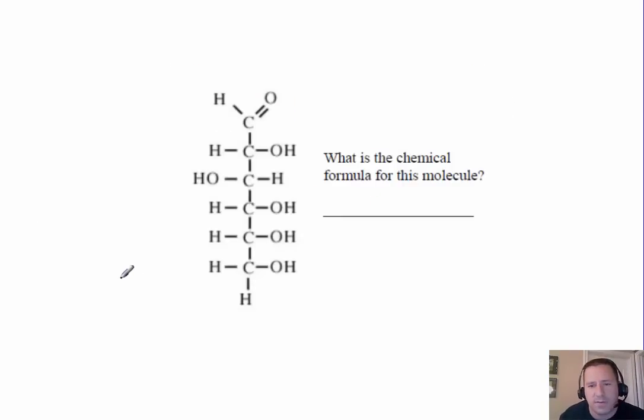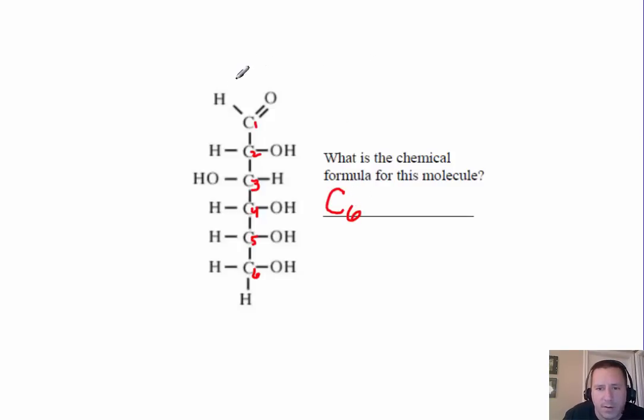All right, how about this example? What is the chemical formula for this molecule? Well, we already showed how we would write a formula with the subscripts, so let's take a look and see how many of each type of these elements we have. Of the carbon, we have 1, 2, 3, 4, 5, 6. So we have 6 carbon.